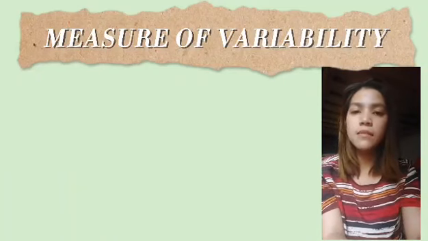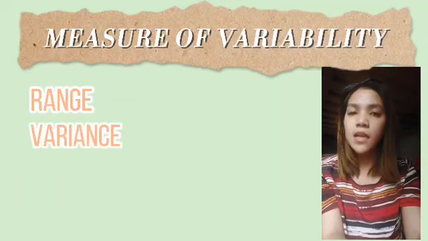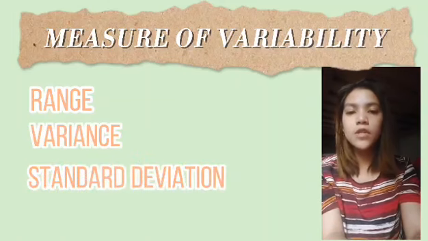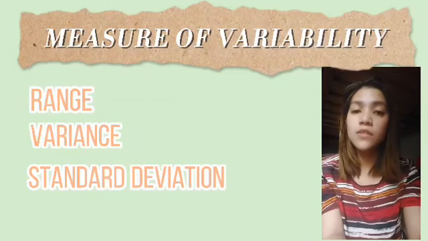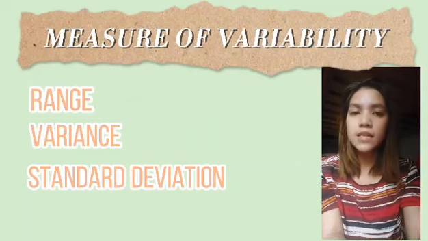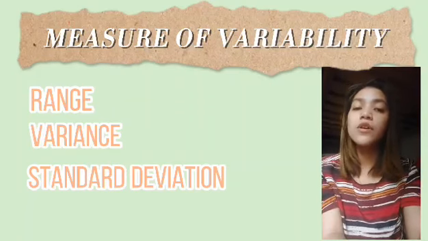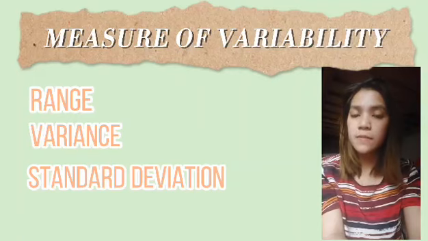Within the system, we use three methods of calculating, namely range, variance, and standard deviation. So let's identify each one briefly. Range pertains to the difference of the highest and the lowest number in a set of scores, while variance is the comparing of each value to the mean. Lastly, standard deviation is the number representing how far from the average each score is.